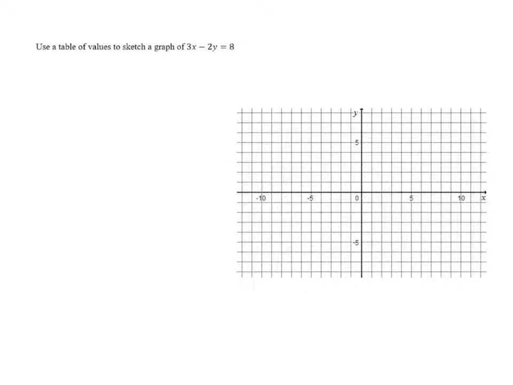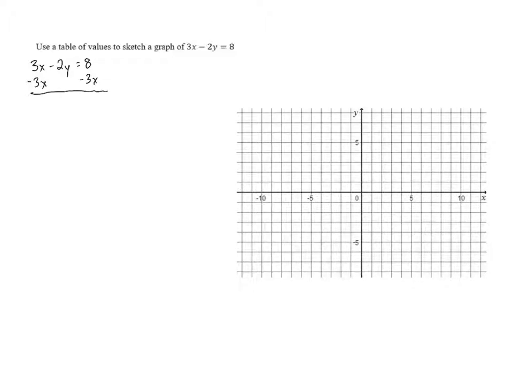Use a table of values to sketch a graph of 3x minus 2y equals 8. Again, we're going to have to get y alone on one side of the equation. So let's rewrite it down here. 3x minus 2y equals 8. We want to get y alone, so let's subtract 3x from both sides.